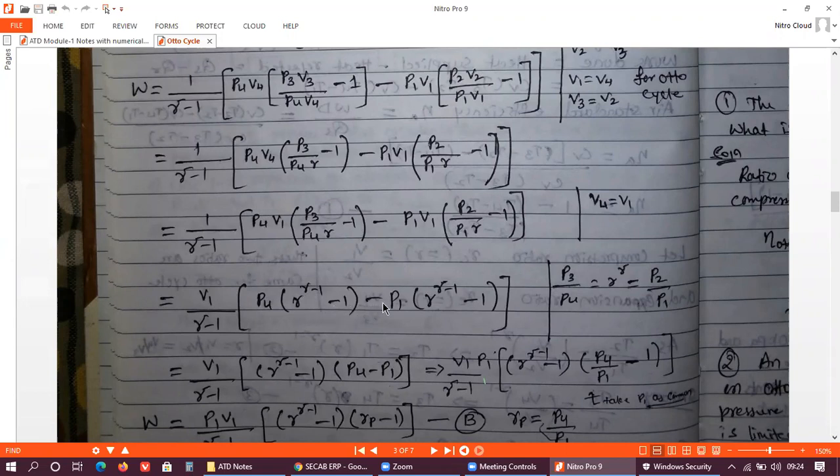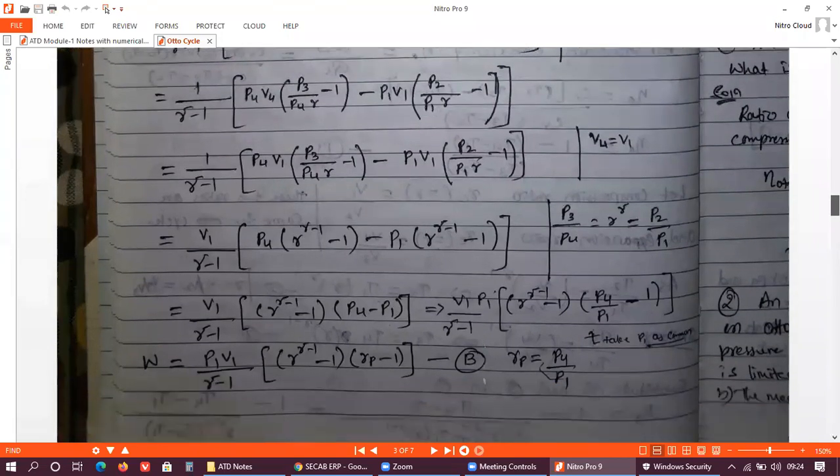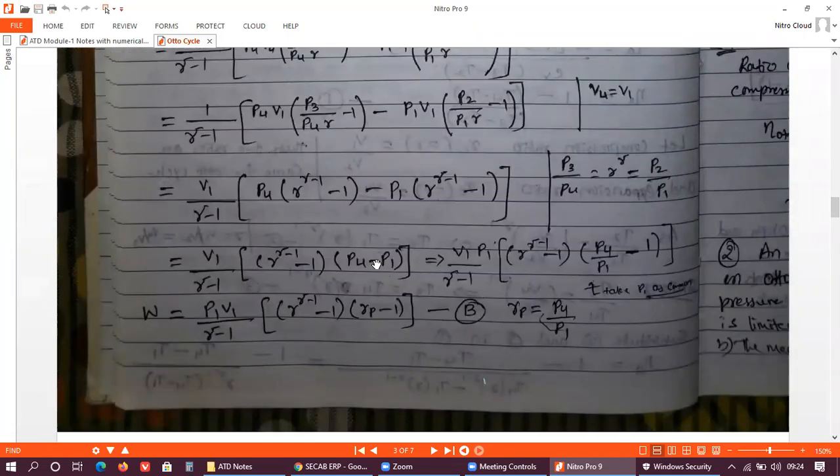Again, minus 1, minus P1 into bracket. Again you can see here P2 by P1 is also R raised to gamma. So again R raised to gamma divided by R, so it is R raised to gamma minus 1, minus 1. Okay. So a little bit of theory of indices has been applied there. Then, rearranging this expression, as you can see, V1 divided by gamma minus 1 into bracket R raised to gamma minus 1 into P4 minus P1.